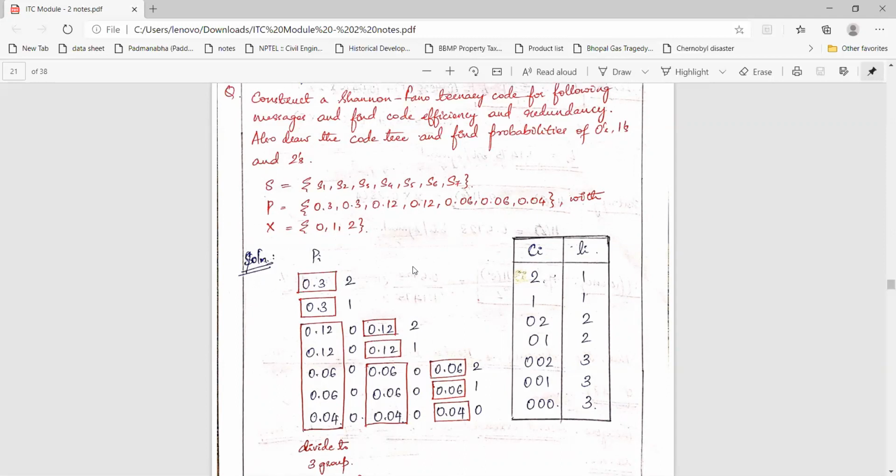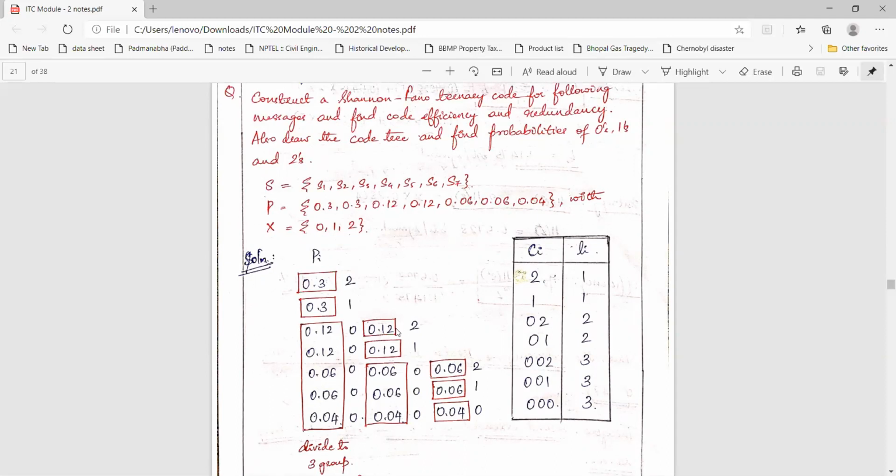After dividing it into three different subgroups, we are supposed to assign three values, that is 0, 1, and 2. The first subgroup is assigned the value 2, the second subgroup is assigned the value 1, and the third subgroup is assigned the value 0. So I'll be assigning 0 to all the elements in subgroup 3. After this, what am I supposed to do? I'm supposed to repeat the steps that I performed previously.